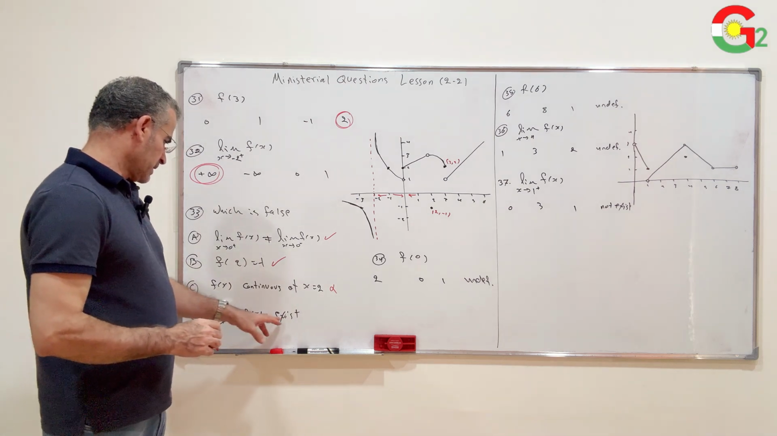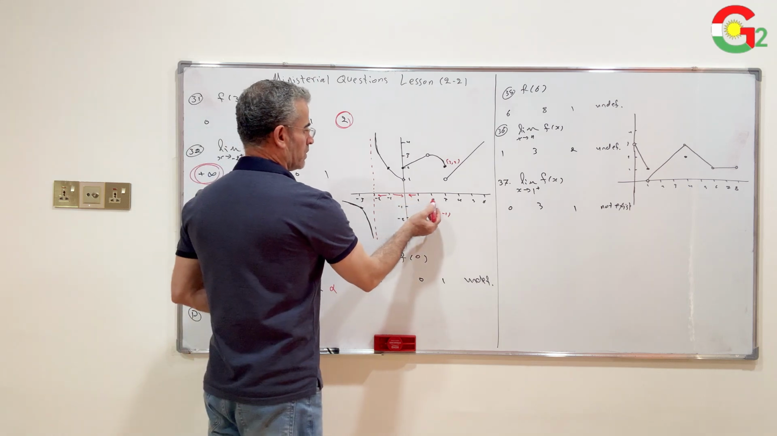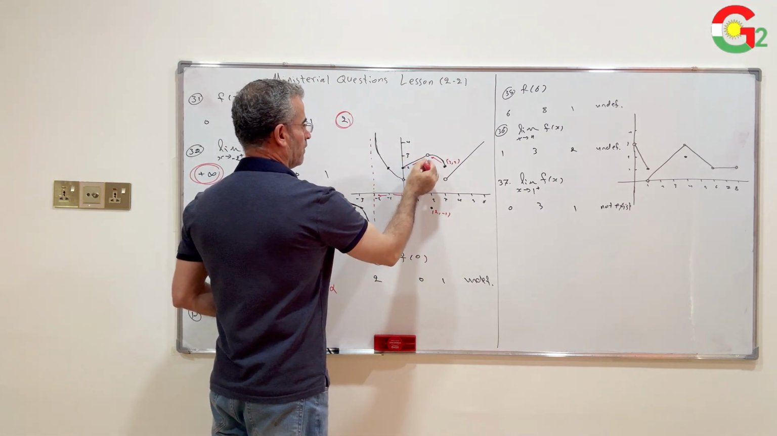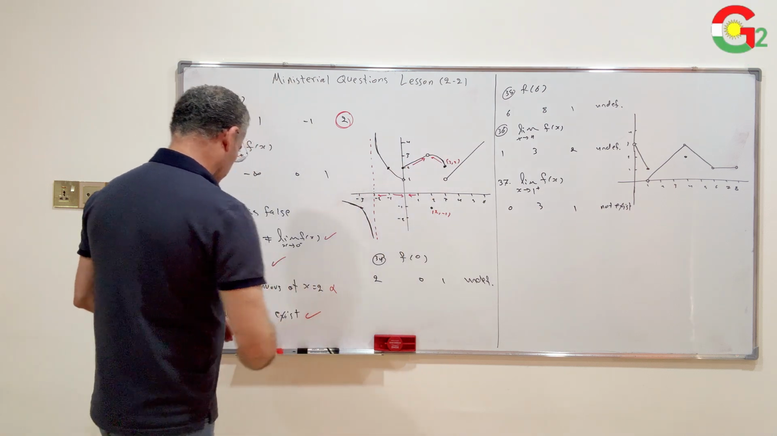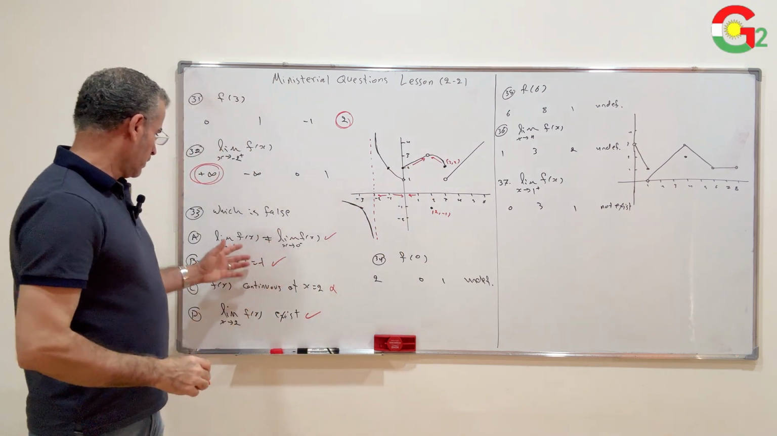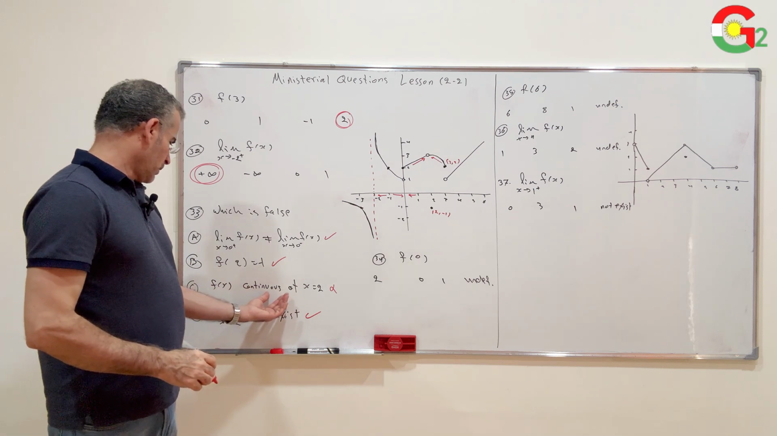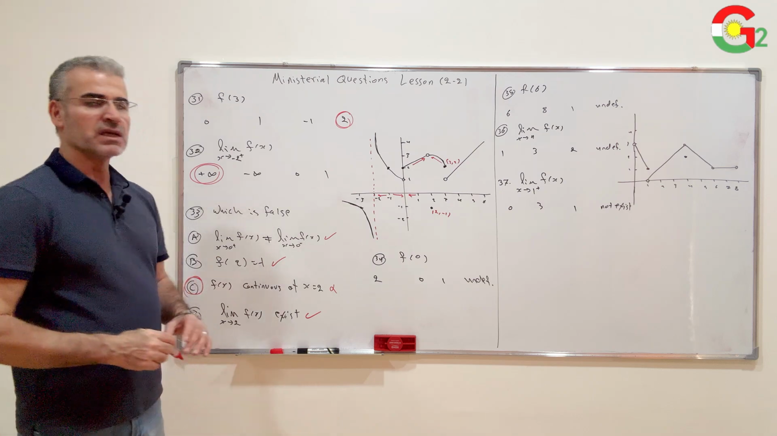Limit f of x exists when x approach to 2. This is 2. From the right is 3. From the left is also 3. Then the limit exists. A, B, and D are true. The only C is wrong. Then the right choice is C.